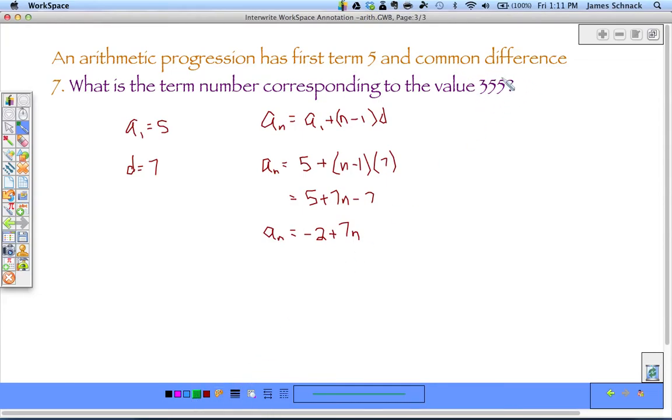Here they give us a term and ask us for the term number. So where do we put a term? We put a term here. This is the actual term. So we're going to write 355 equals negative 2 plus 7n. So we have 357 equals 7n. N is going to be 357 divided by 7. And I seem to have misplaced my calculator. But if we were to divide those numbers, we will get our term number.